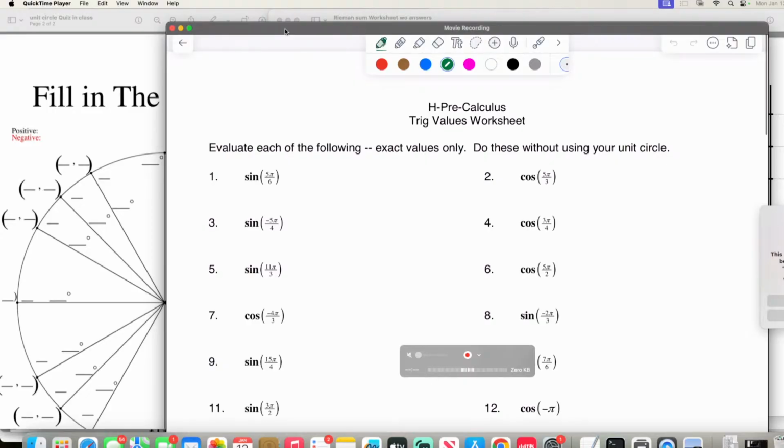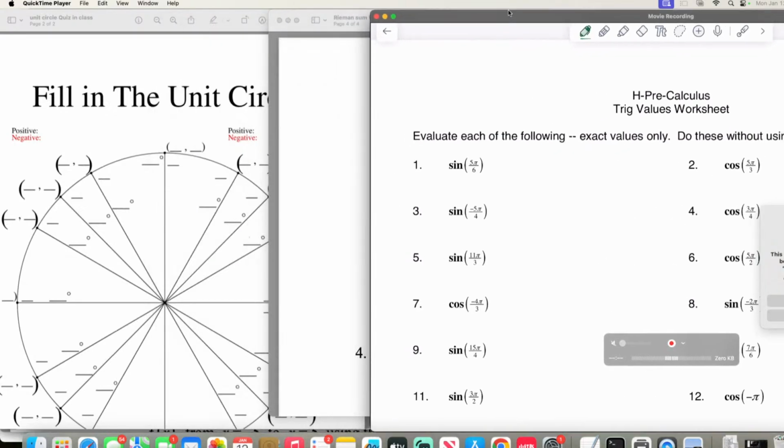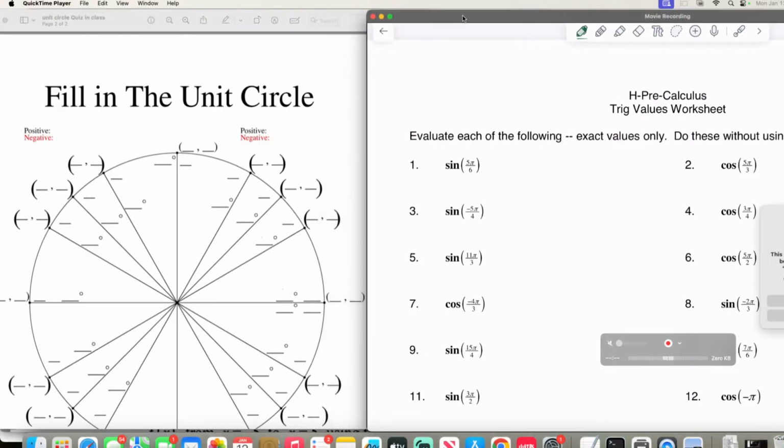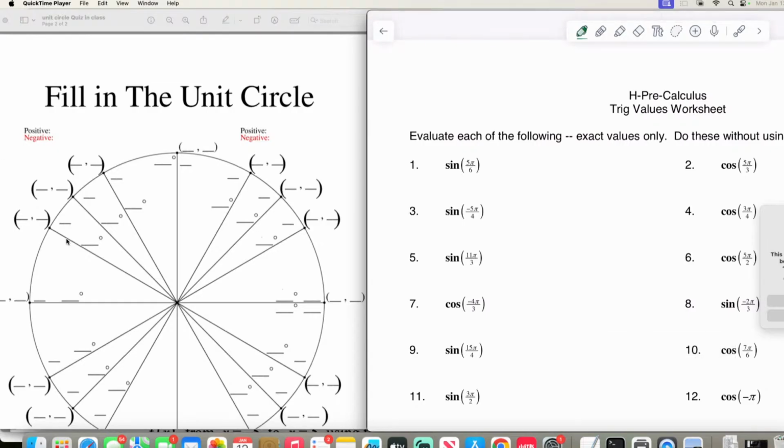All right, so sine of 5 pi over 6. What we're going to do is just speed run this, and I'm going to show you two things. The unit circle is on this side. Sine of 5 pi over 6 is going to be in the second quadrant, and a lot of you don't understand how to read a triangle.